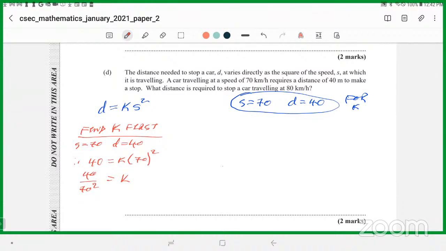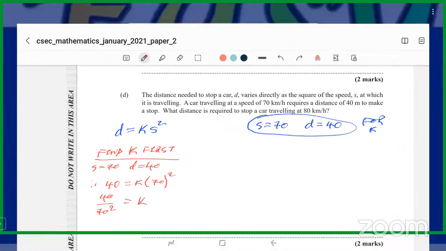Let's see what kind of value we're getting on the calculator. If we're getting a weird value, I'm going to just leave it like that. 40 divided by 70 squared. So I get a long decimal, so I'm going to leave it like that. I'm going to leave K like this because I'm getting a long decimal. I use that exact value. Maybe a calculator can simplify this for you and give you a simpler fraction.